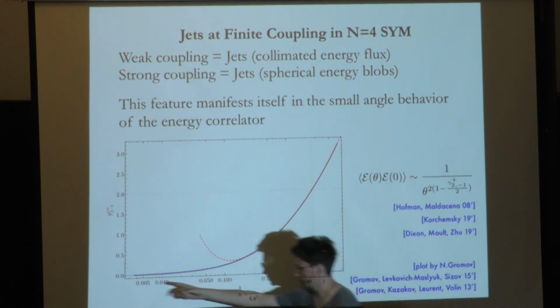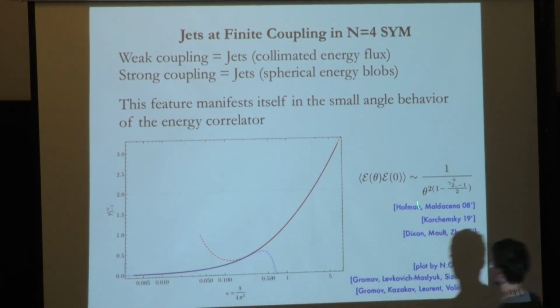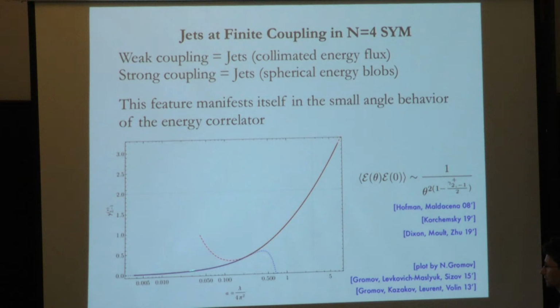You start at 0 coupling, where this anomalous dimension is 0, and this thing is very singular. As you increase the coupling, the energy correlator becomes less and less singular, and around coupling 10, it becomes non-singular, so jets disappear. So in principle, we can start playing the same games in some other CFTs.